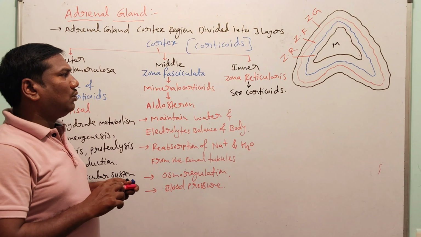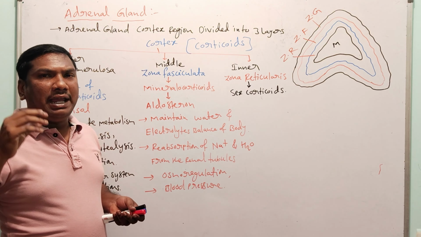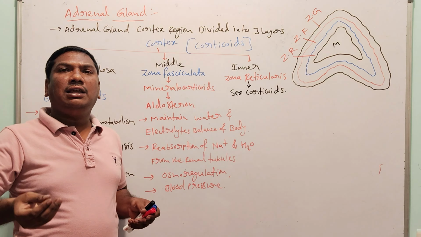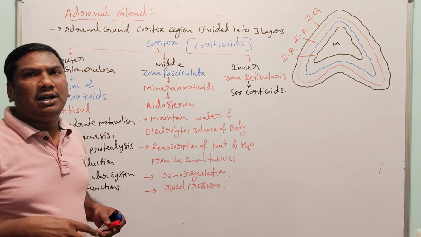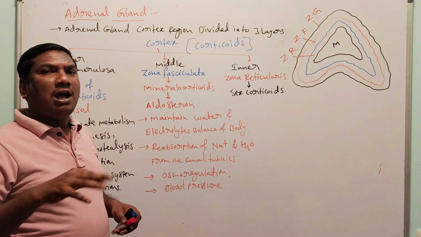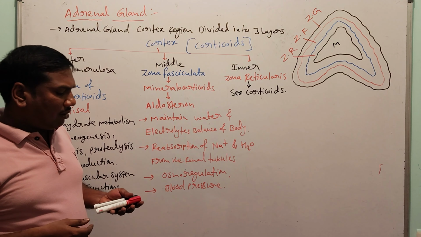So these are the zona fasciculata, which secretes mineralocorticoids. The main mineralocorticoid is aldosterone. The mineralocorticoid functions are to maintain the water and electrolyte balance of the body, help in the reabsorption of sodium and water from the renal tubules, osmoregulation, and blood pressure maintenance.